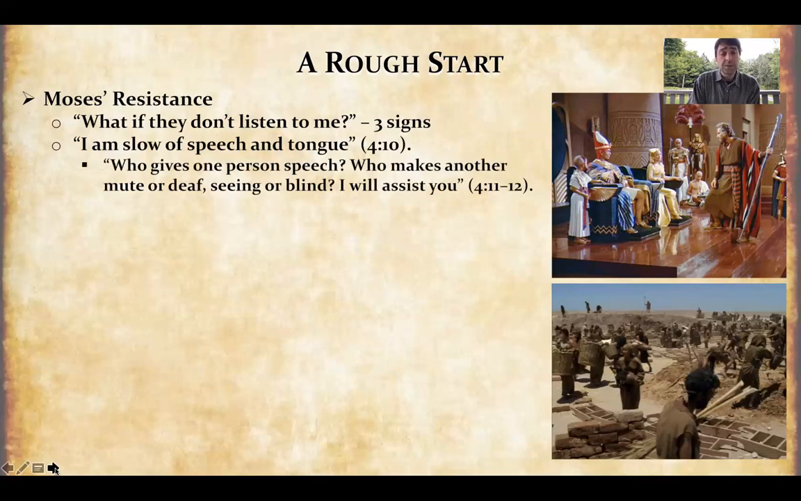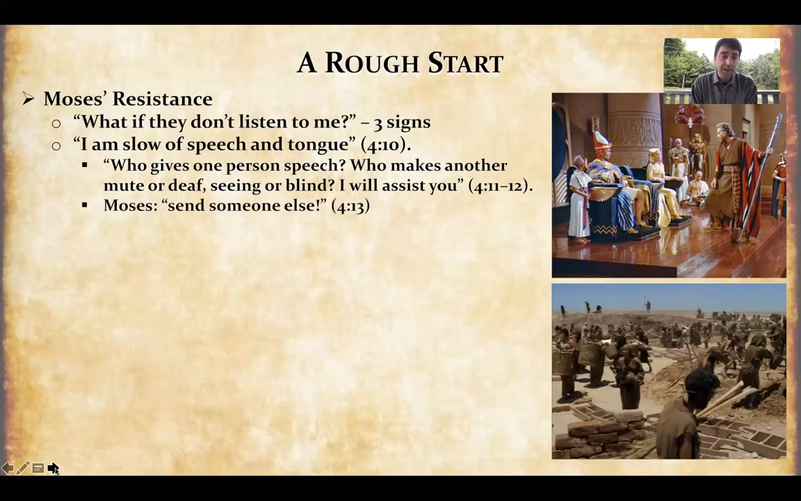But the Lord responds to him, who gives one person speech? Who makes another mute or deaf, seeing or blind? I will assist you. So the Lord's basically saying, you'll have help. And you received the limited ability to speak from me. You receive the ability to speak in this capacity from me. I can do all things, pretty much.